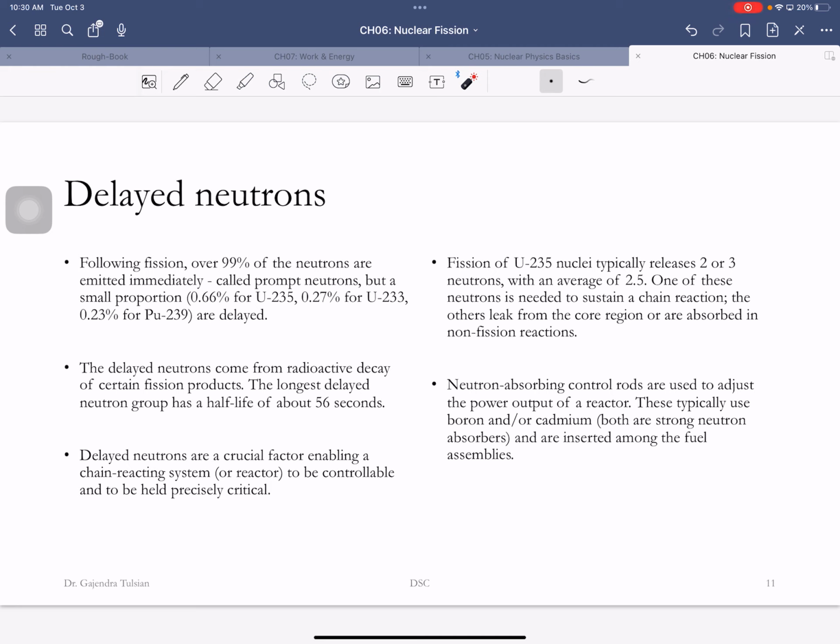Okay. So we'll come to materials that are control rods. Okay, so delayed neutrons, you want to understand this.